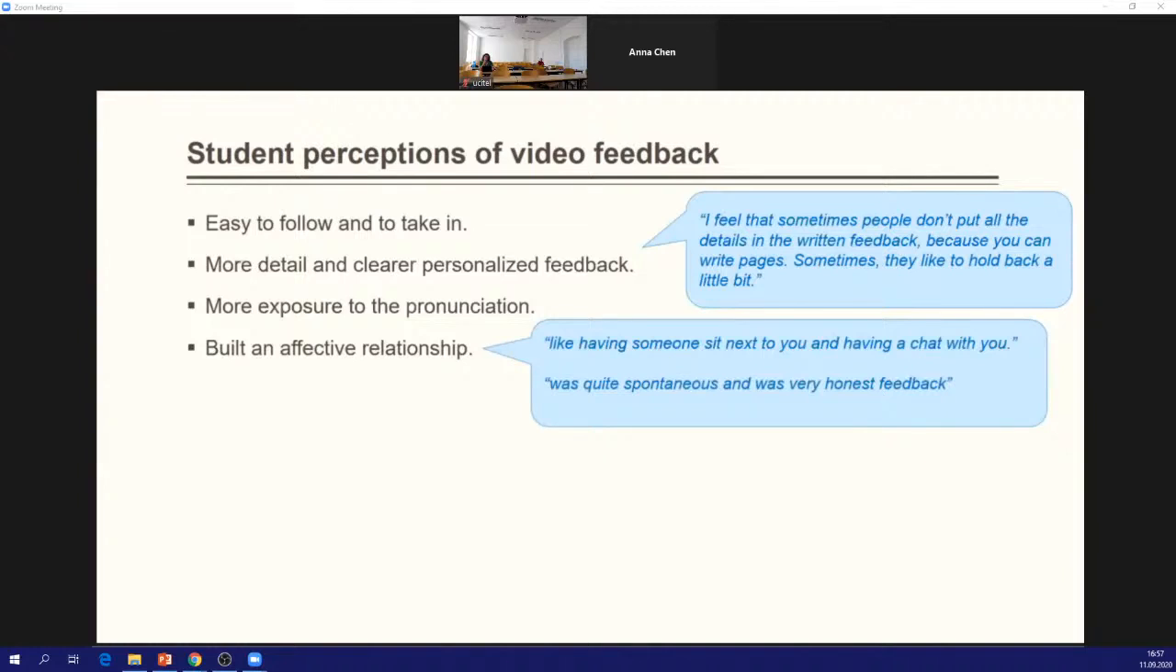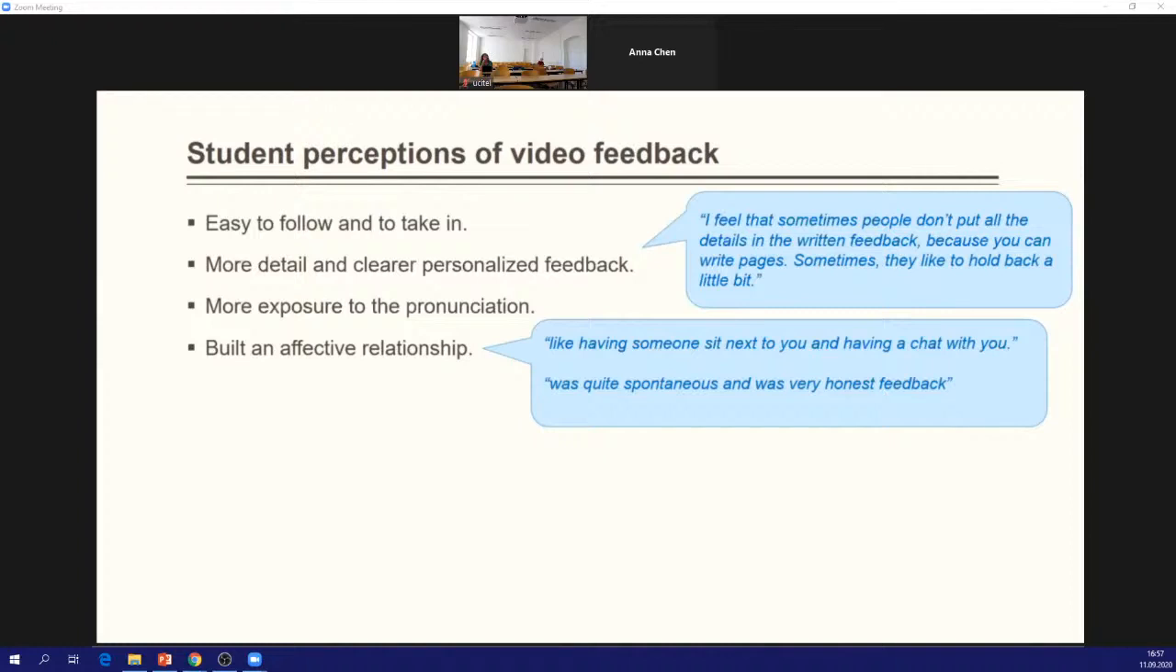Fourth, video feedback helped build the relationship between the teacher and the student. For some students, watching video was like having someone sit next to you and having a chat with you. One student pointed out that the feedback in video was quite spontaneous and was a very honest feedback, not like in written feedback, where the teacher would think a lot more about what to write.